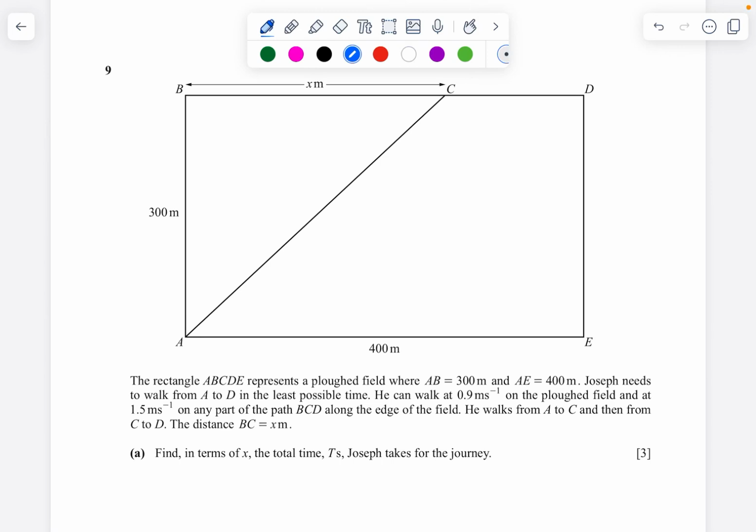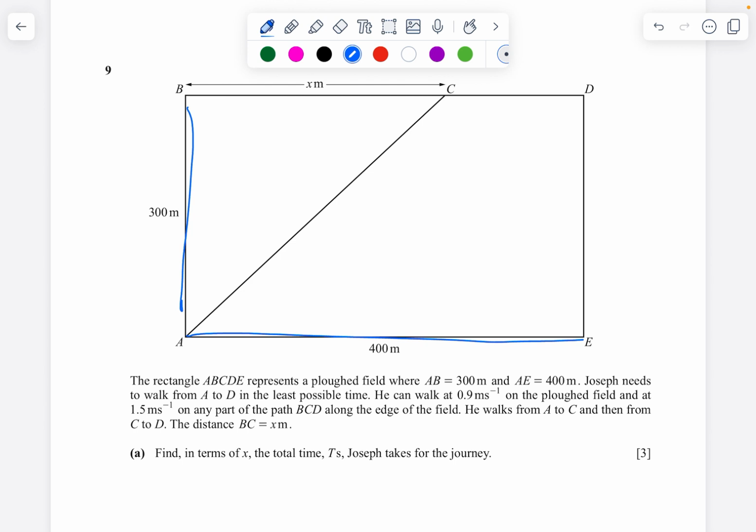Okay, welcome back. Question number 9. The rectangle ABCDE represents a plowed field where AB equals 300 meters and AE is 400 meters. Joseph needs to walk from A to D in the least possible time.